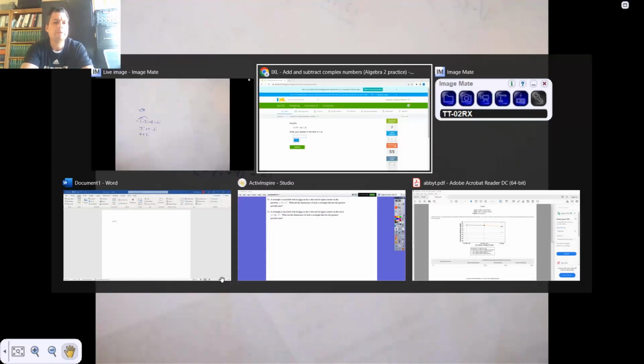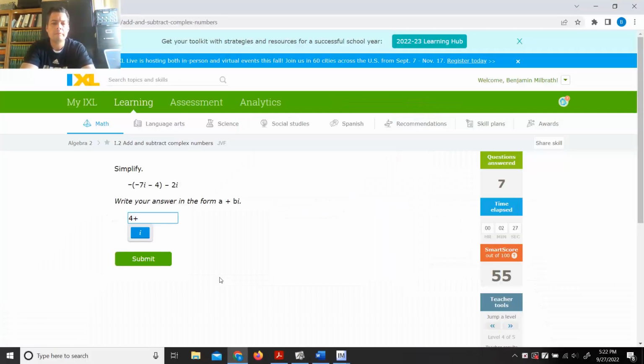So you have to distribute your negative. A negative times a negative is positive. Negative times a negative is positive. And then obviously you're good to go. We have a 4, that's the real piece, and then we have plus 5i. So 4 plus 5i. I don't know if IXL will take it backwards. I'm not going to risk it. I know I don't like it when kids do it backwards.